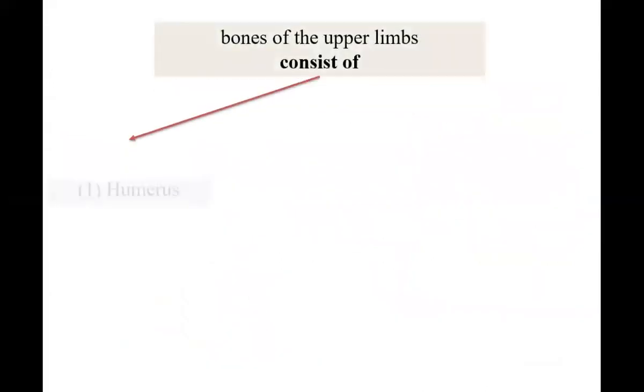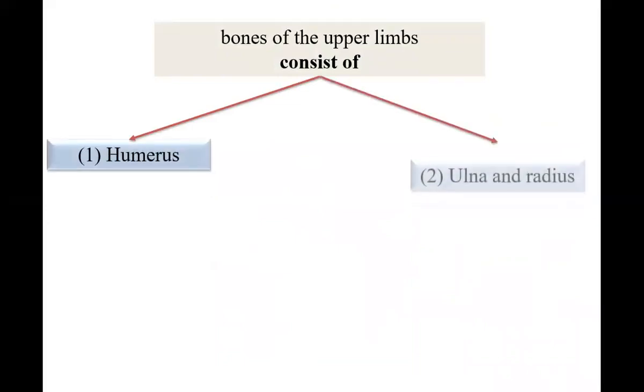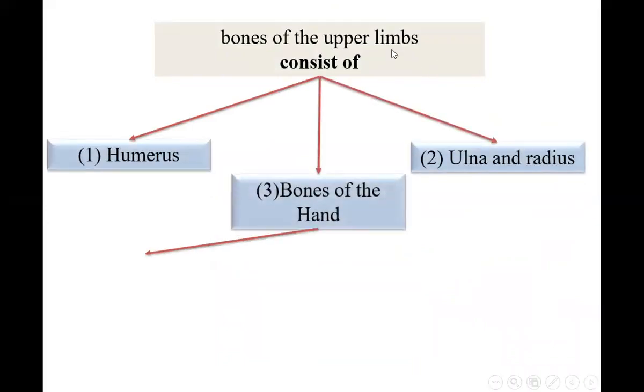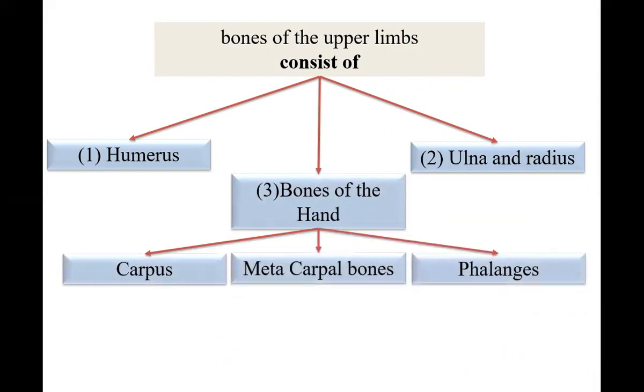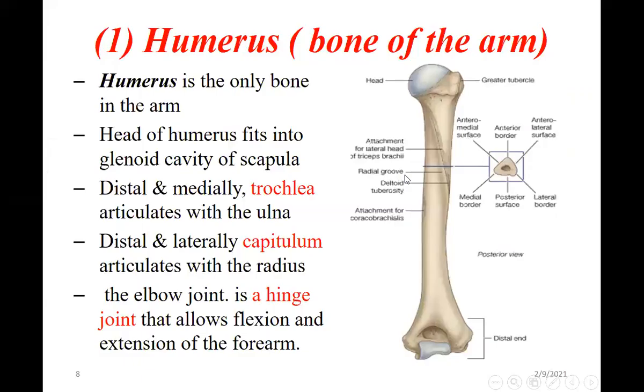Now we'll go to the bones of the upper limb. So we'll talk about all the bones of the upper limb. There are some important bones of the upper limb. The bone of the arm is called the humerus, and then the bones of the forearm are called the ulna and the radius, and then we have the bones of the hand, which include the carpals, metacarpals, as well as the phalanges. These are the bones of the upper limb. We'll go one by one.